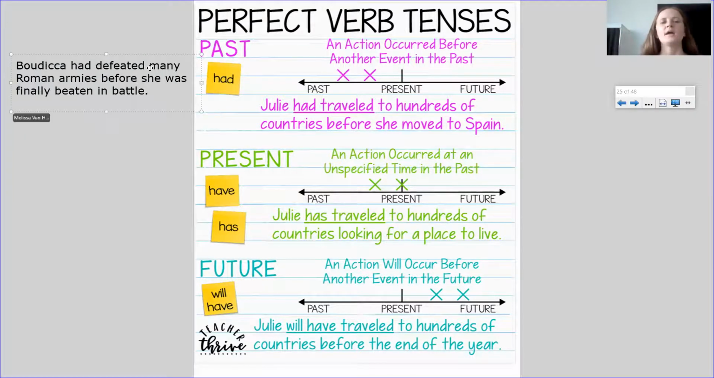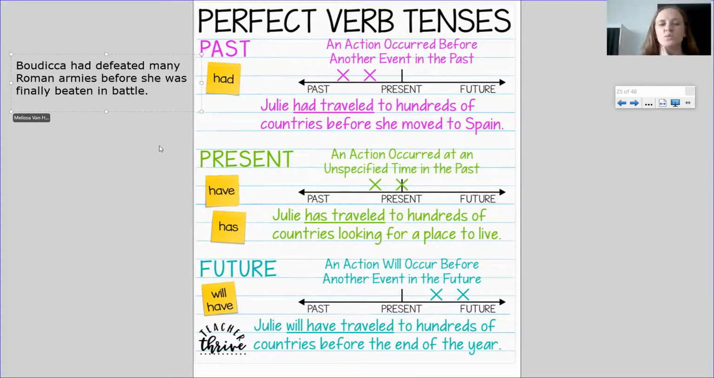Okay. In the present perfect form, we would say an action that has occurred at an unspecific time, so we're not sure when it happened in the past. So we would use the words has or have. So Julie has traveled to hundreds of places looking for a place to live. So it's an action that's occurred at an unspecific time in the past. She has traveled to hundreds of countries looking for a place to live.